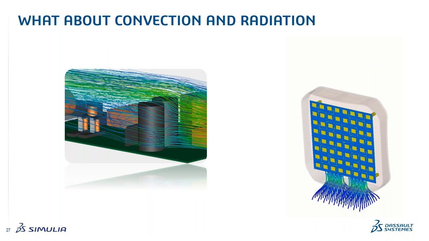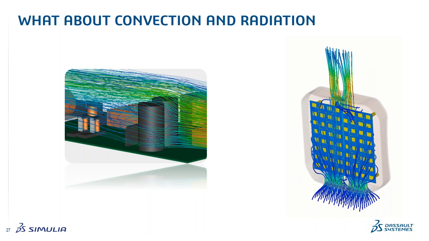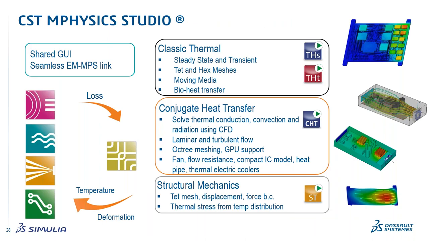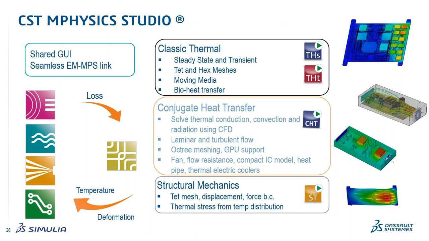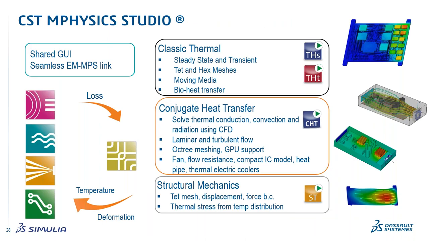What we need to do, if I convinced you already that simulation is helpful, is use a different simulation tool. In this case, we will need the one at the center, called the conjugate heat transfer solver in CST Studio, which solves the flow and the radiation along with the conduction all together in one package. That way we don't miss any heat transfer modes.